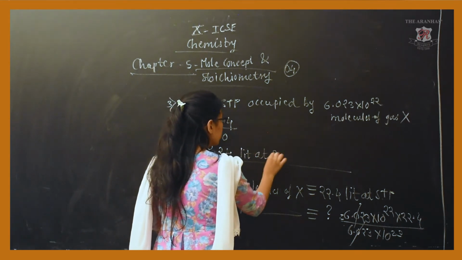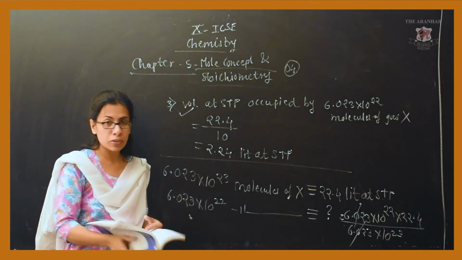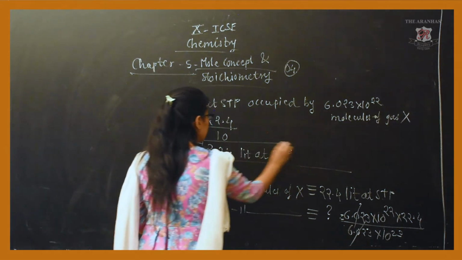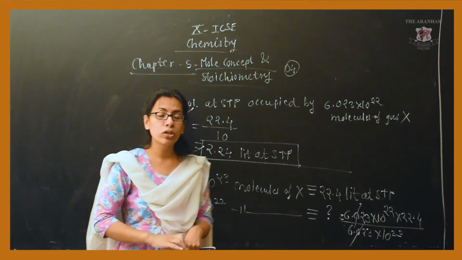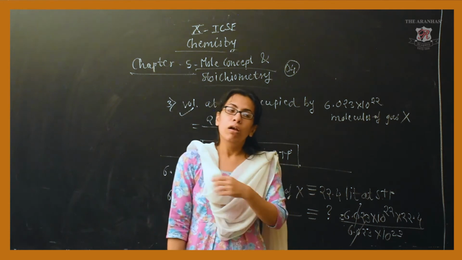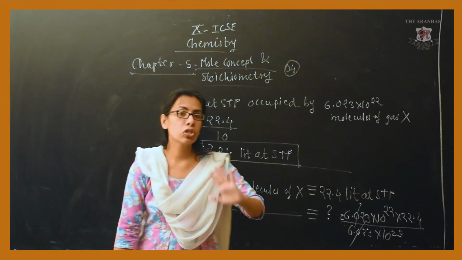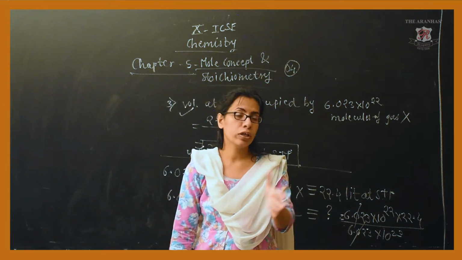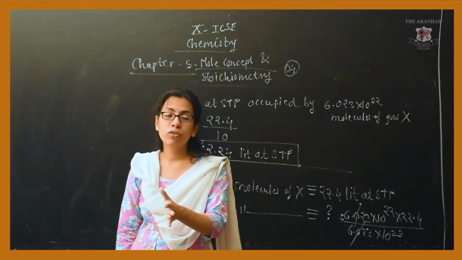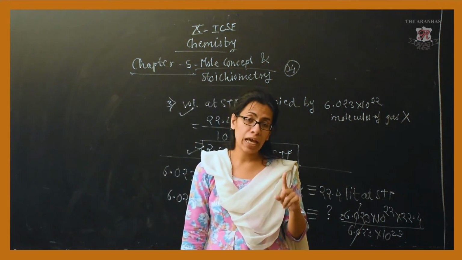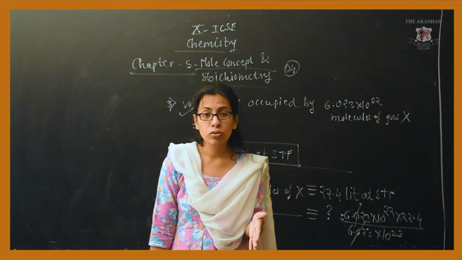Liters at STP. Fine. So your final answer becomes 2.24 liters at STP. I hope you understood how to solve this one. Whichever molecule they had asked us, X. So here there was no question to find out the molecular weight. What we did, we just wrote the relation between one mole of gas and how many particles it will contain. So we got the answer as what?